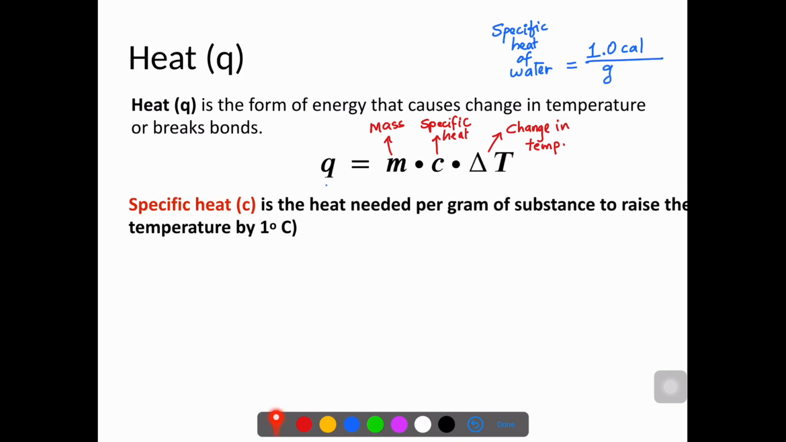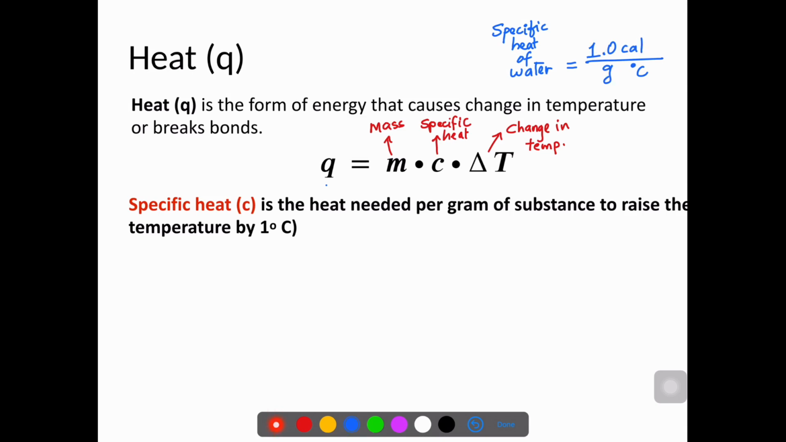And for 1 degree Celsius change, so per degree Celsius change, this is what the unit of specific heat is going to be. Unit of energy over unit of mass times temperature change. So 1 gram of water needs 1 calorie of energy to change its temperature by 1 degree Celsius. Suppose you want to heat water from 25 to 26 degrees Celsius. That's a 1 degree Celsius change. It would take 1 calorie of energy per gram of water.